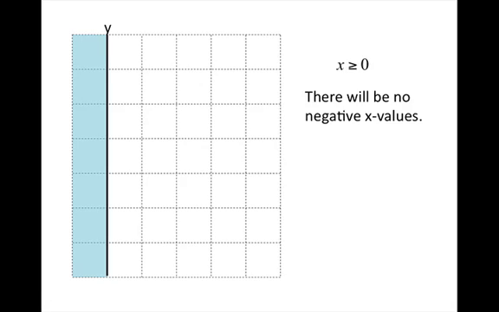And since x cannot be negative, I'm going to shade or mark out those negative x values. Now let's look at y greater than or equal to 0. This means there will be no negative y values. So I don't need any of the y values below the x-axis.